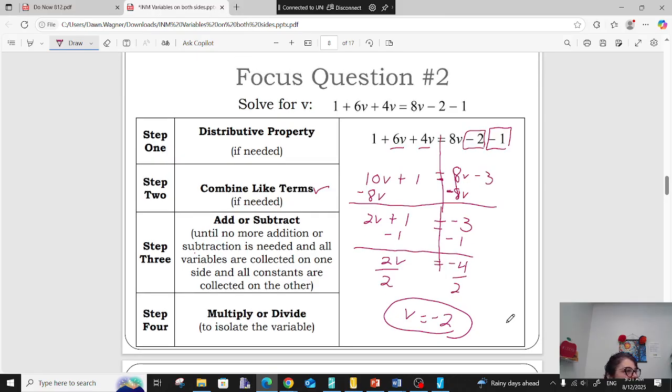Anybody else have questions on this one before we move on? Because I know it's getting complicated. We're adding a lot more steps. But it is like cooking a nice dinner. If you follow the recipe step by step, you're going to be okay.